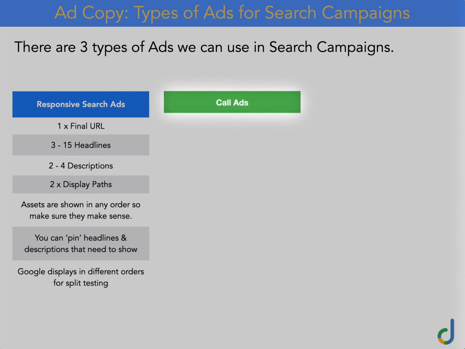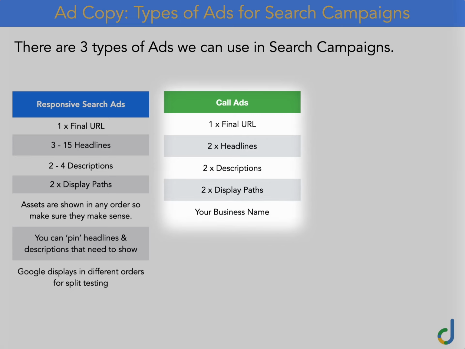For call ads, these are ads which are generally on the mobile network, and they're all about generating a phone call. If you've ever seen an ad, clicked on it, and it pulls up straight away asking if you want to call their phone number, that's a call ad. So it's one final URL, 2 headlines, 2 descriptions, and 2 display paths. You do need to include your business name and your business phone number, and then a verification URL.